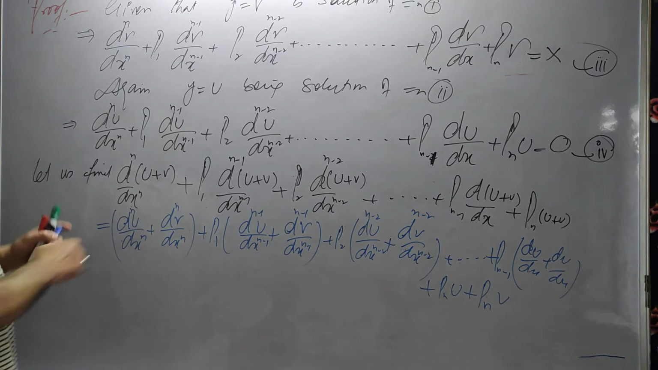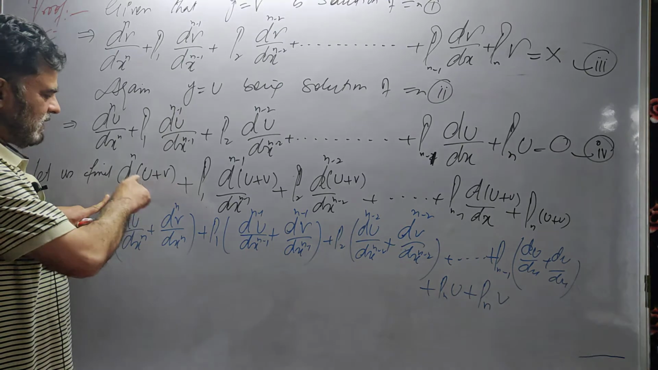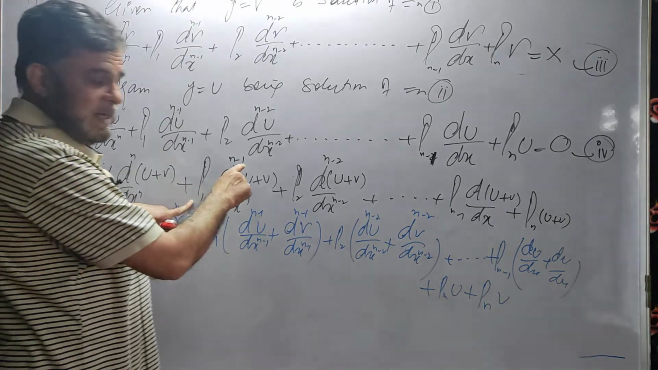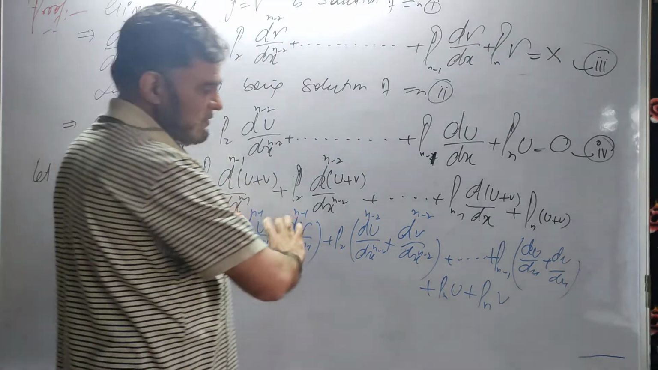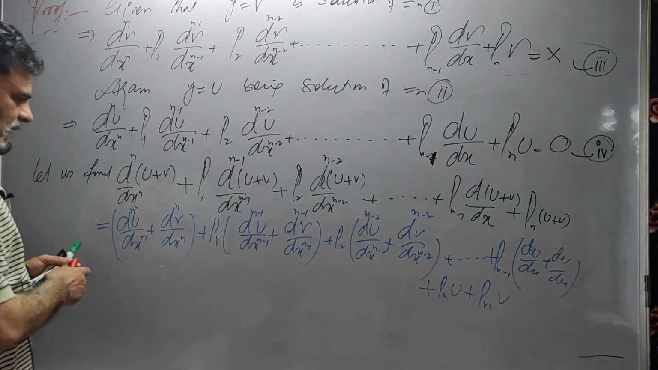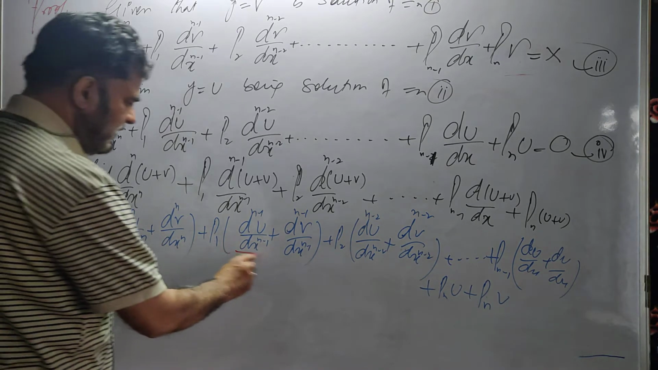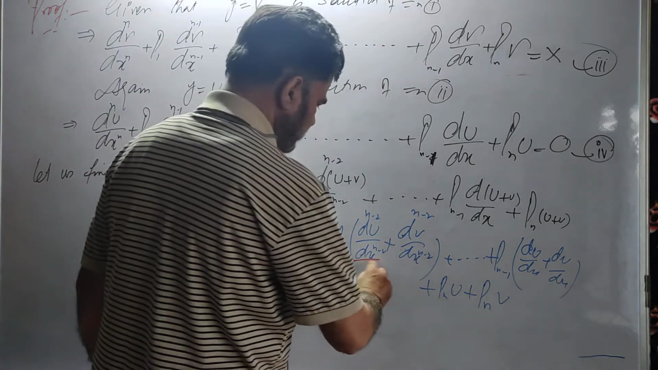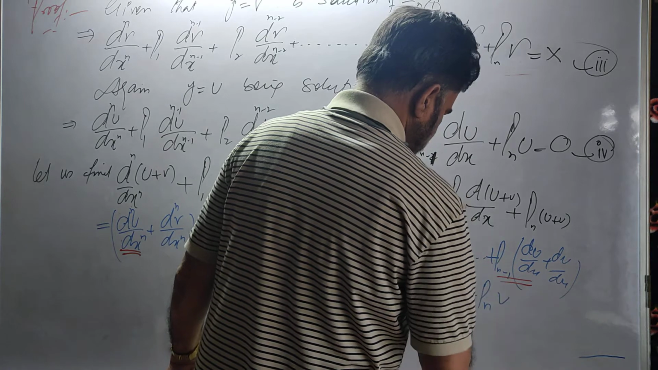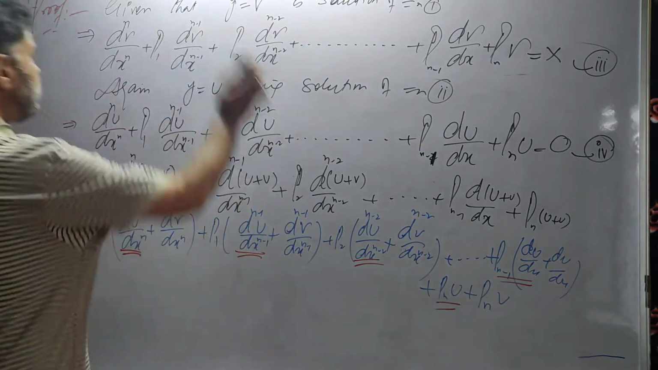I am just seeing, when I replace this y by u plus v, I am finding out the nth derivative of u plus v plus p1 times the (n-1)th derivative of u plus v. I am using this result. Now I group up the terms. Group up means I will connect this with this, the u terms, this and this. So accordingly I will get, let me rub here.